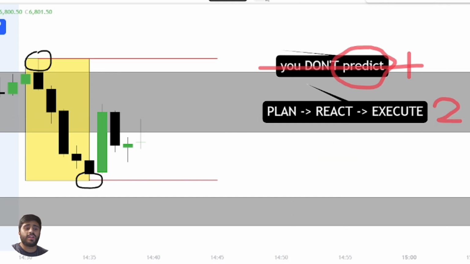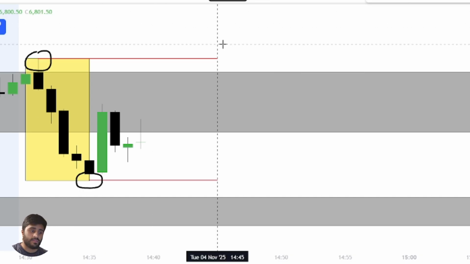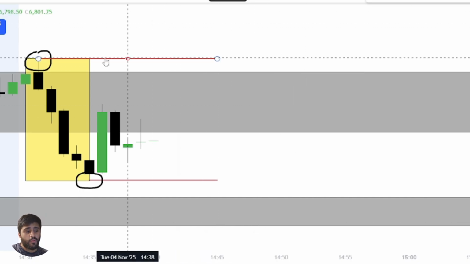We've already done our planning. We're inside this key level. That's step number 1. Step number 2 is you're going to react to what the market does. So now from here, we're waiting for a break.